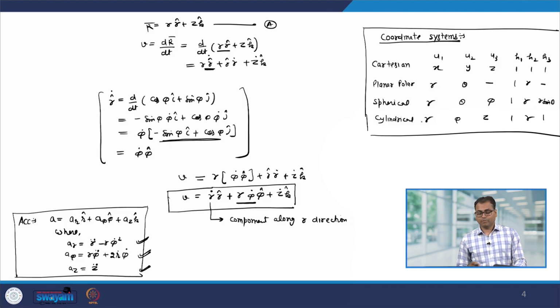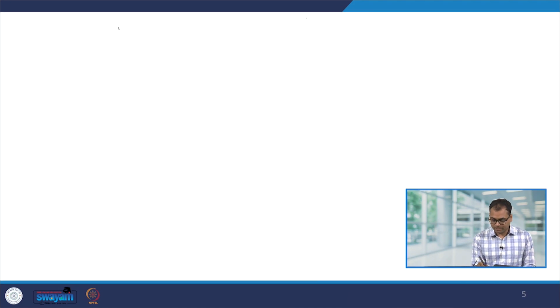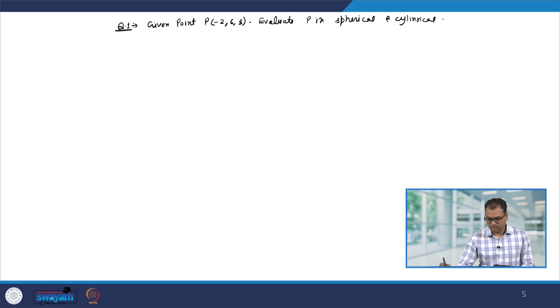Now, let us look at a very simple example, and the problem statement is the following. Given point P equal to -2, 6 and 3, evaluate P in spherical and cylindrical coordinate system.